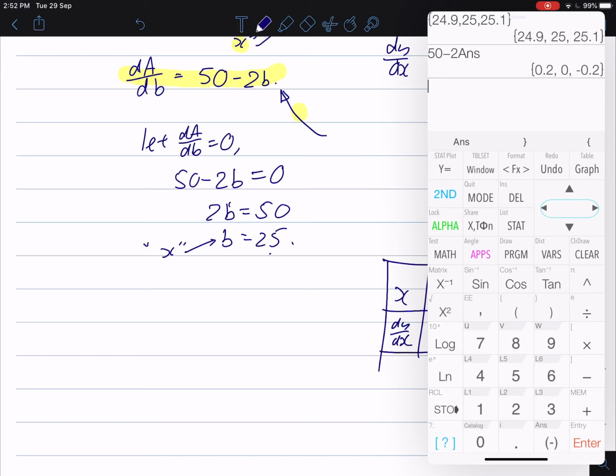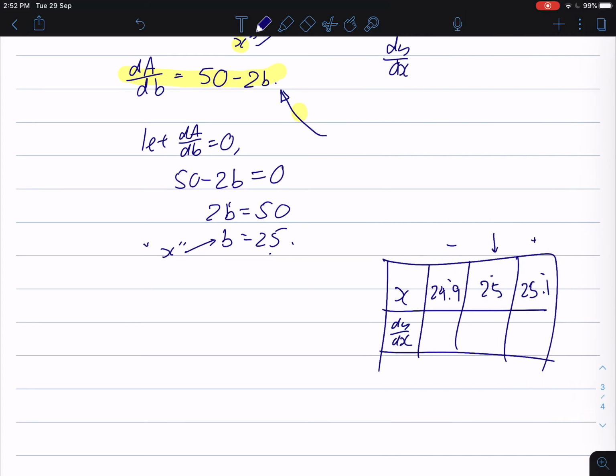I substituted into my dA over dB, my so-called dy dx function, and I got these 3 answers, 0.2 and 0 and negative 0.2. I don't really care what's the value, I only care whether they're positive, 0 or negative. So it turns out positive, 0, negative. Okay, in this order. Okay, and then we draw.